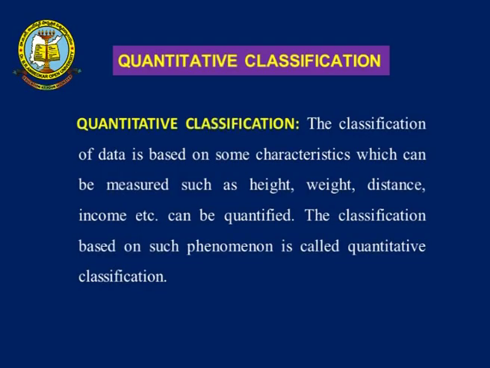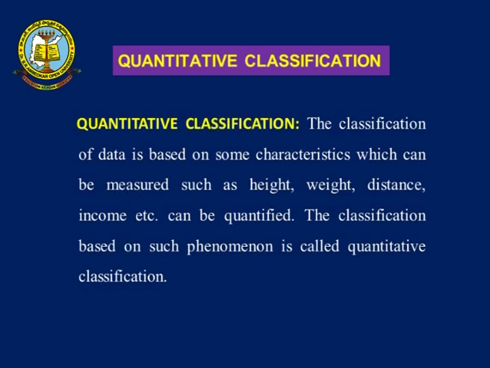Okay. Next, quantitative classification, the fourth category. In quantitative classification, the classification of data is based on some characteristics which can be measured, such as height, weight, distance, income, etc.